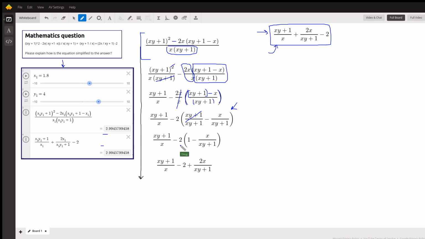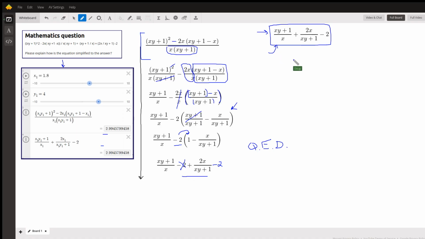And now if I distribute this negative 2 on the outside, I get negative 2 plus 2x over xy plus 1. That almost matches. I just have to use the commutative property for addition here to move the negative 2 to the outside, or to the right. And now they're identical. So QED, I proved that these two algebraic expressions are identical.